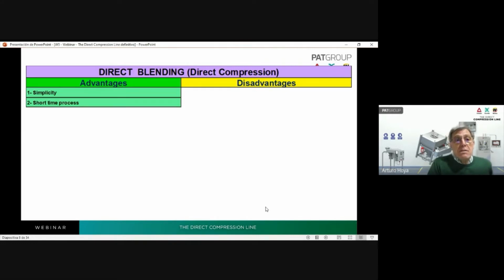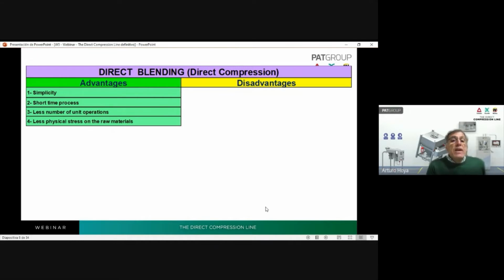The short time process, because it has less equipment, less number of unit operations, less physical stress on the raw material. This is a very important question, because when you wet a powder, you can produce, on occasions, hydric stress, hydrolysis, transformation in crystals, transformation in different polymers, etc. And then you have to dry in a fluid bed dryer, so you can introduce thermal stress.